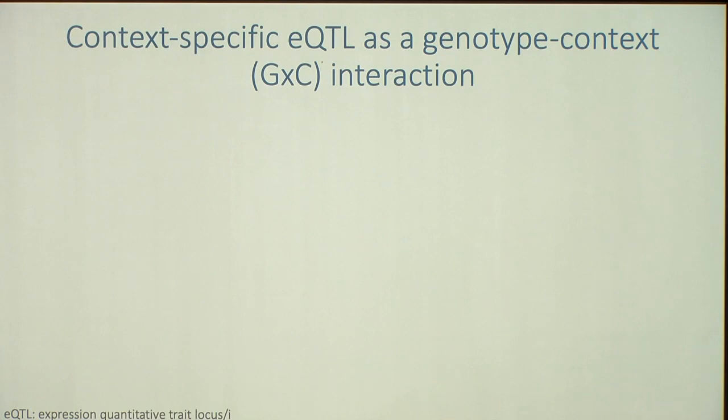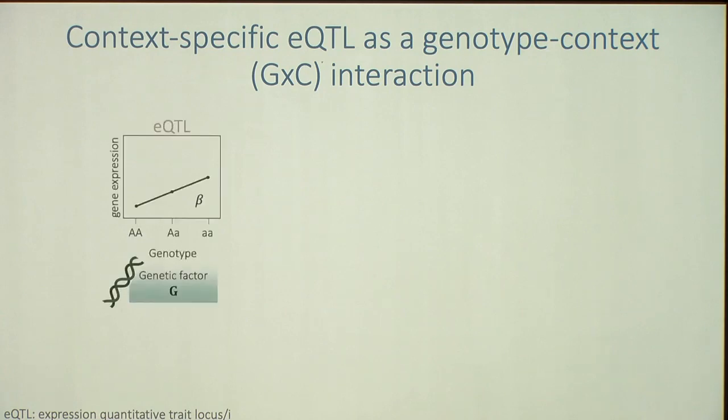In the next couple of slides, I'll introduce the method, and I'd like to start by convincing you that what I've previously called a context-specific eQTL is really a special case of what we may call a genotype by context, or G by C, interaction. So going back to this eQTL cartoon, I'd like to draw your attention to what we use to quantify the strength of an eQTL, and this is the slope of this line, which I'm calling beta here.